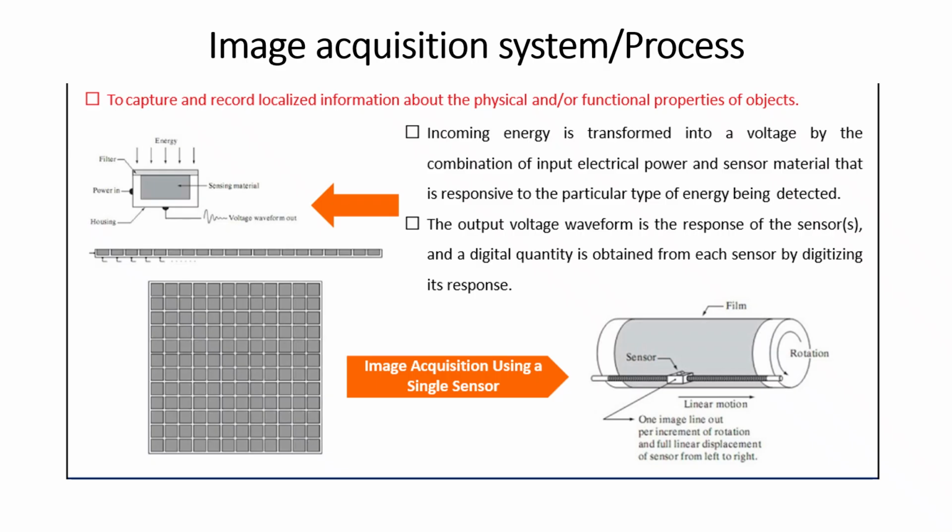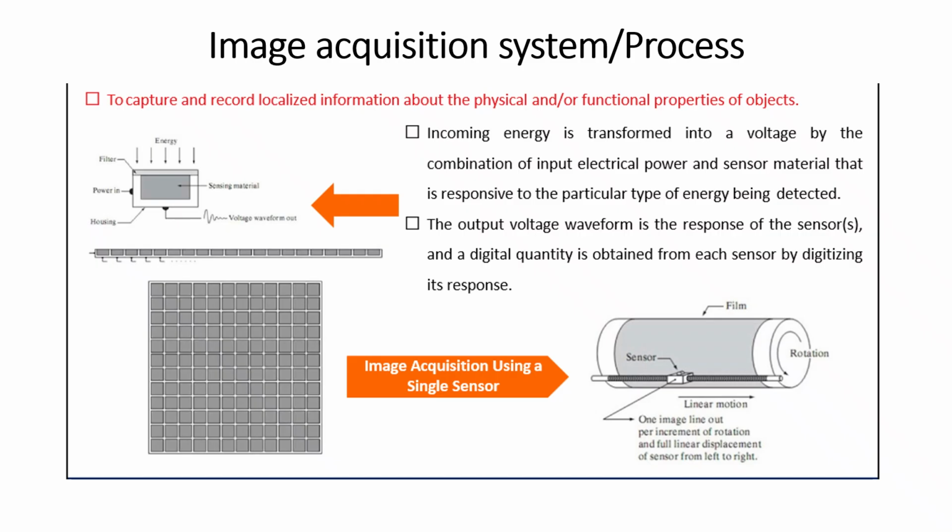Image acquisition system or process. In earlier days, how was the image acquired? Using a single sensor. When the sensor takes the linear motion, one image line is output per increment of rotation. We would have seen an old camera in our house. In earlier days, the film is inserted into the camera. For every click, a single image is taken. For another click, another film comes into the roll, and it is used for taking another image.